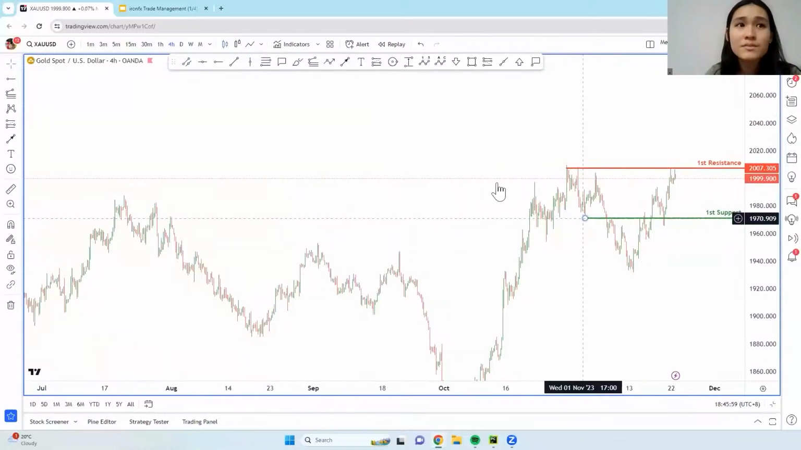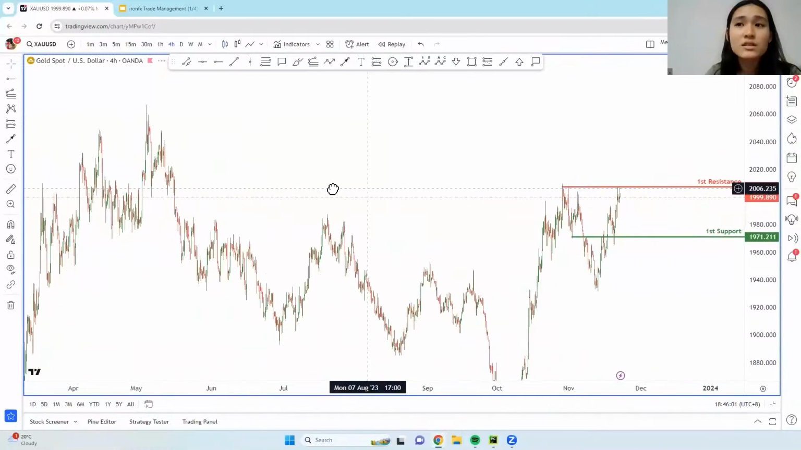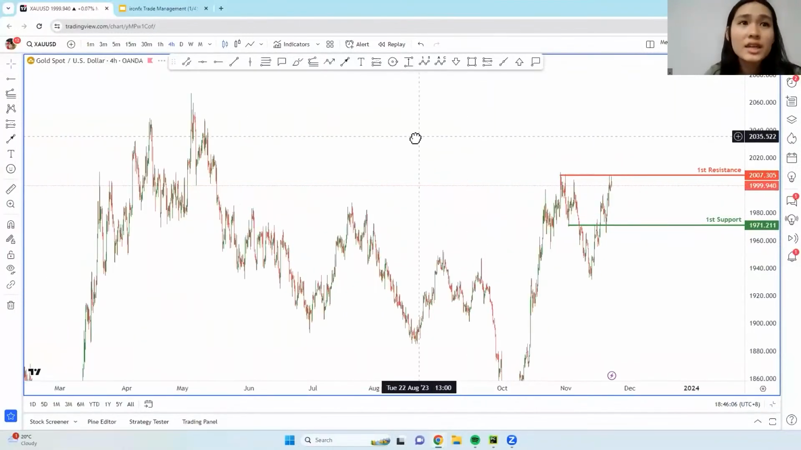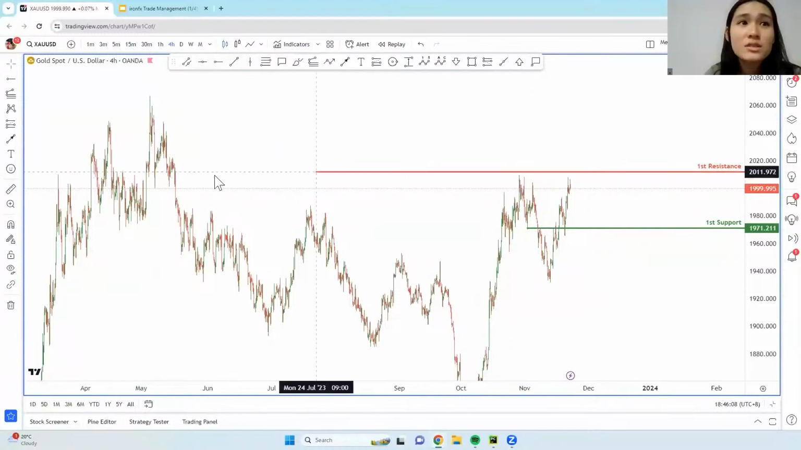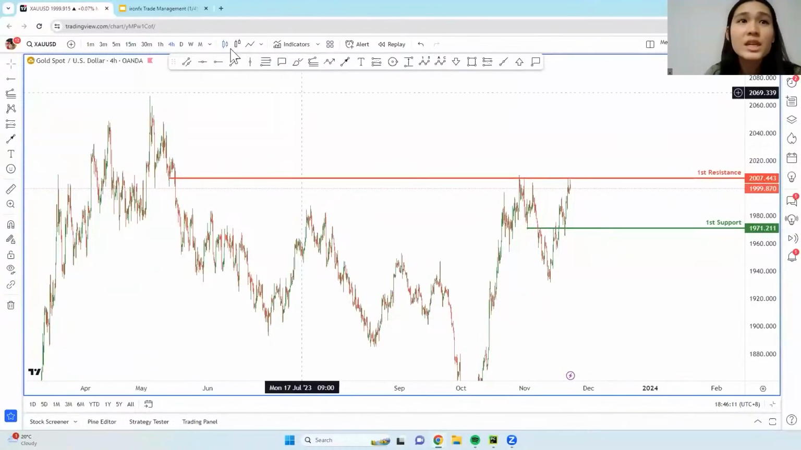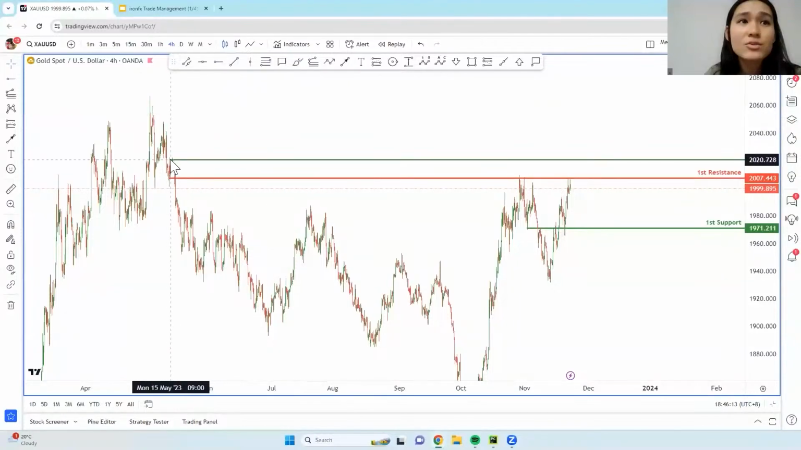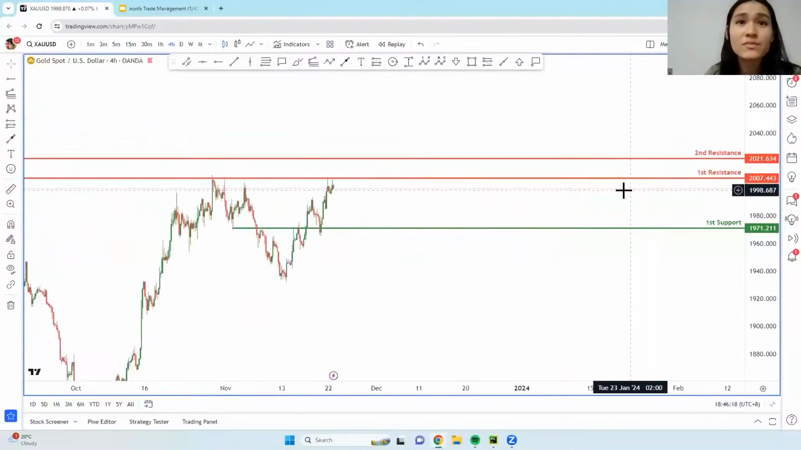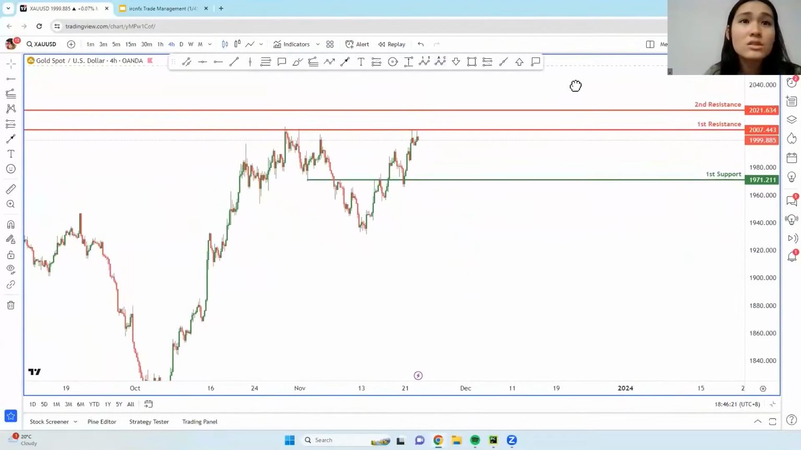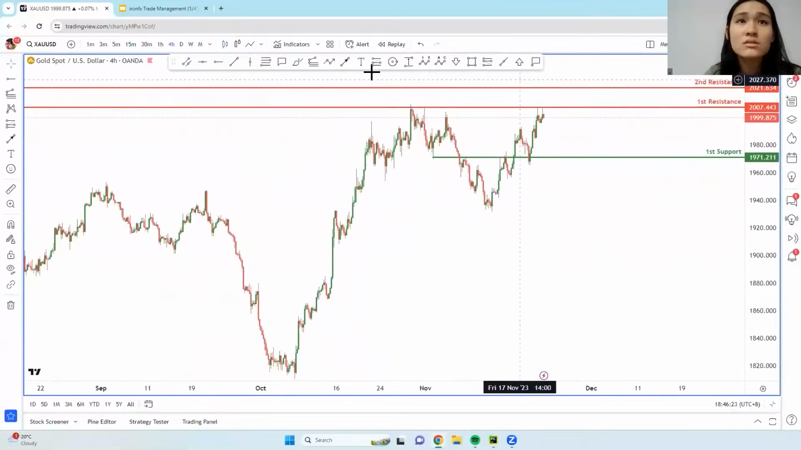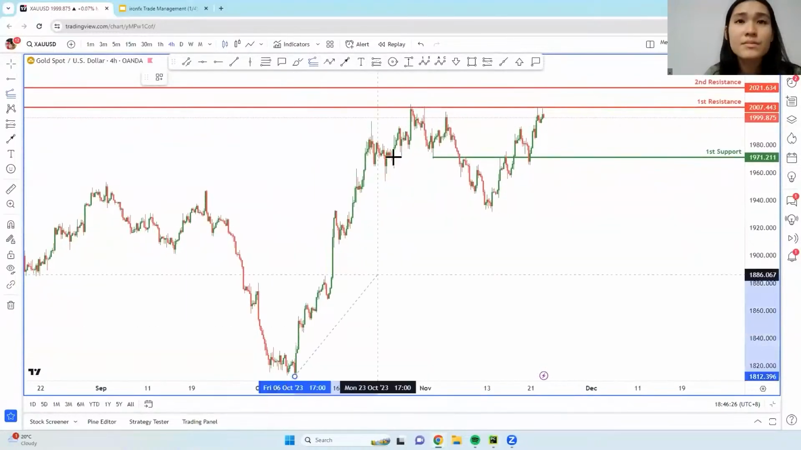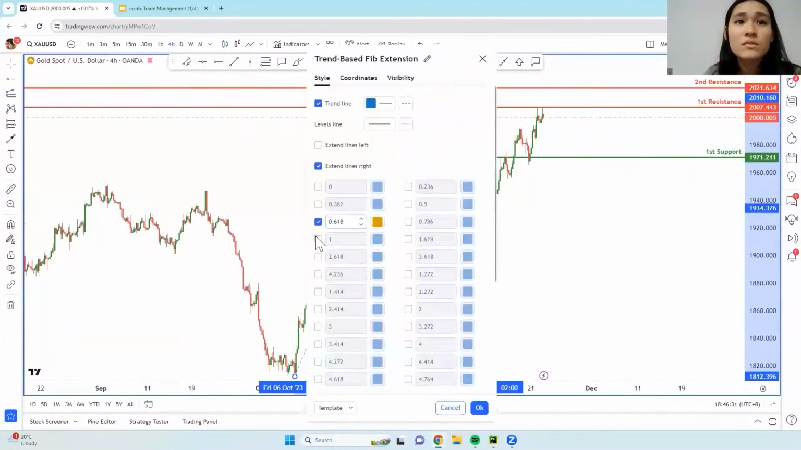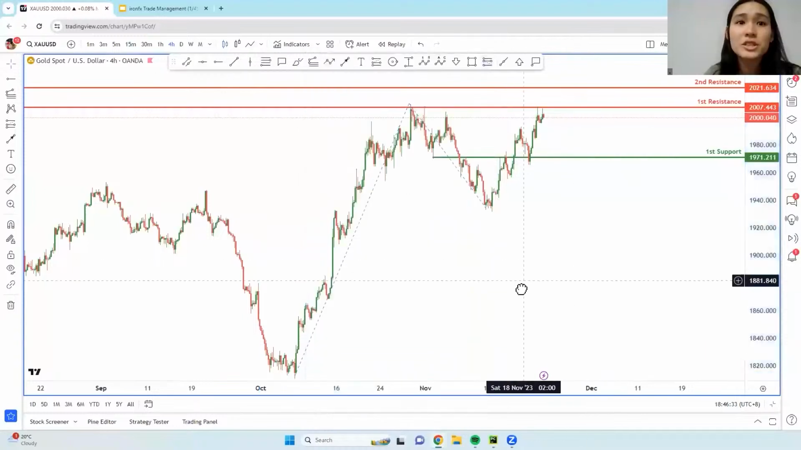And then let's see. I think our first resistance can go all the way back here, and I'm going to see if this level can be supported by any Fibonacci levels. I'm looking for our projection here.